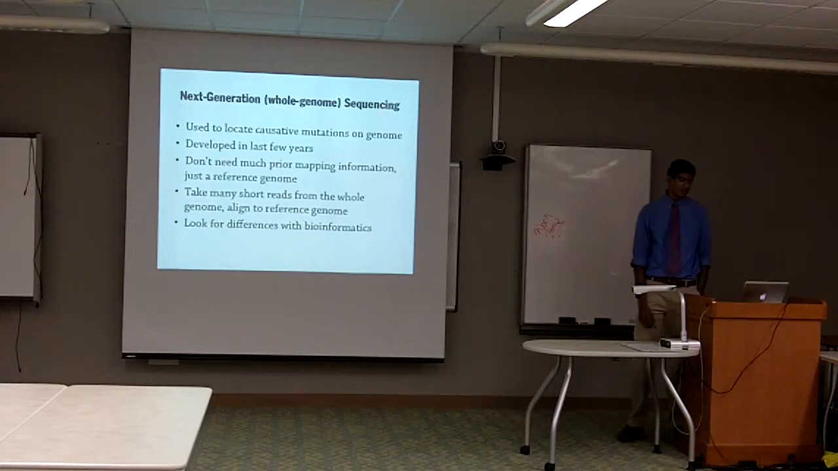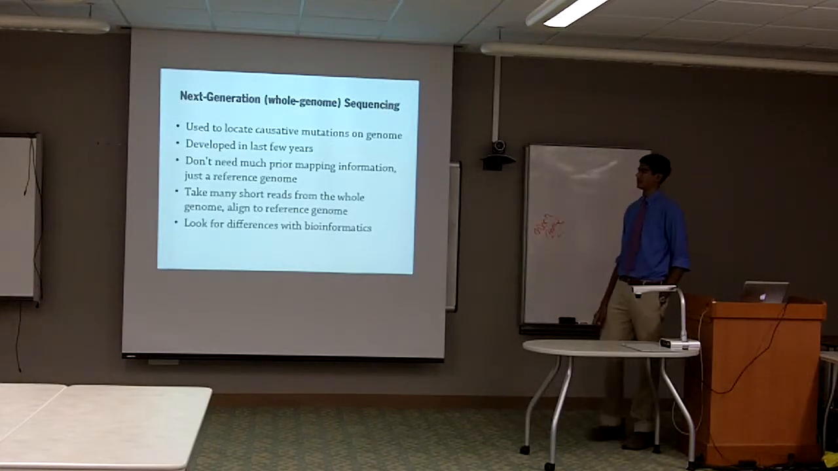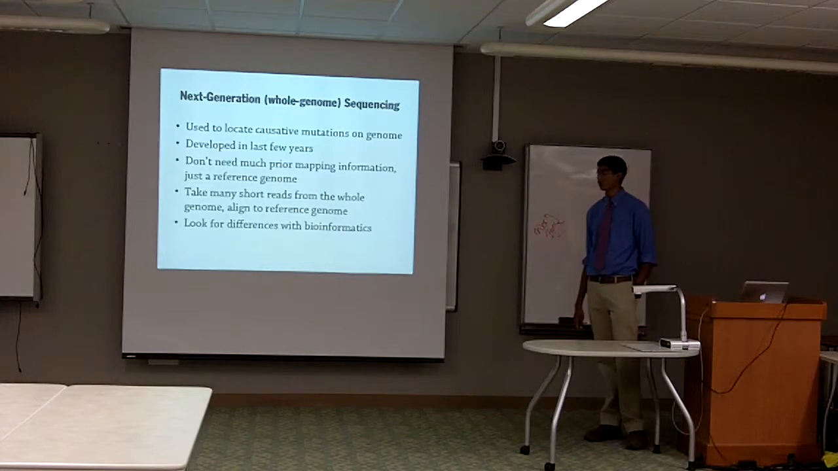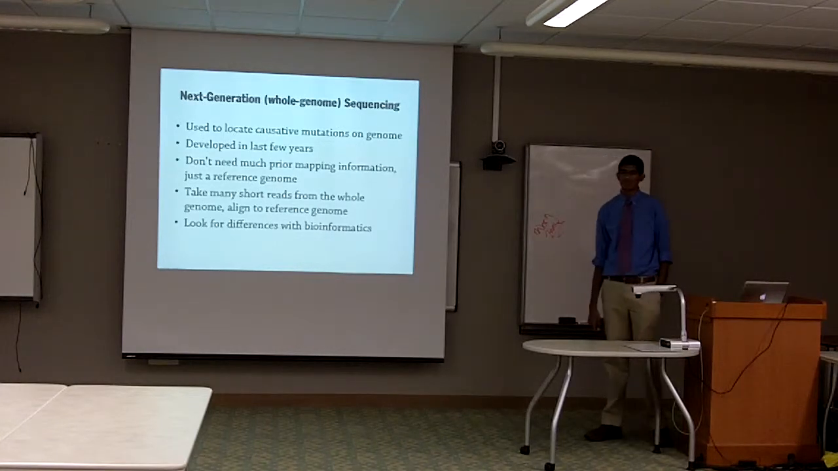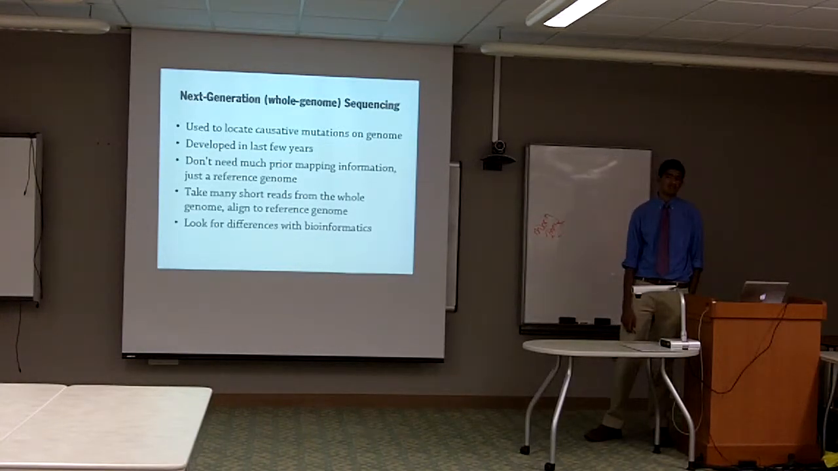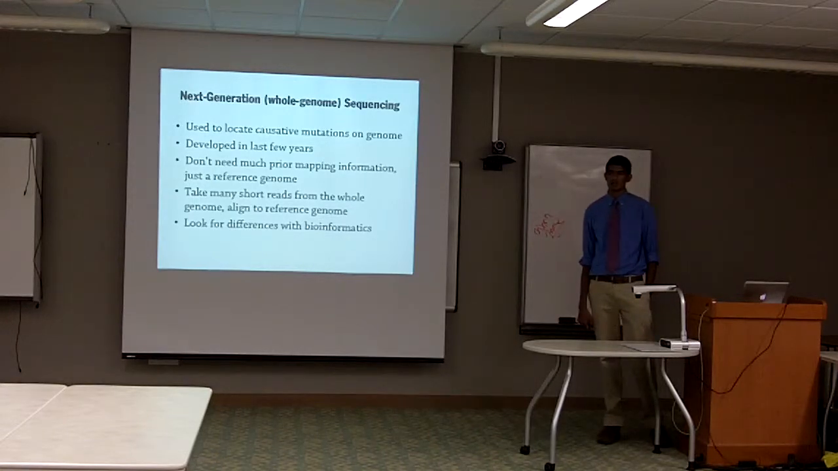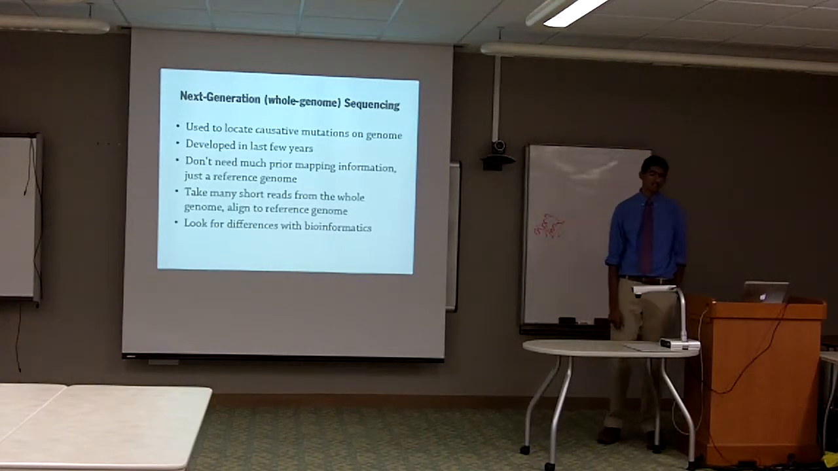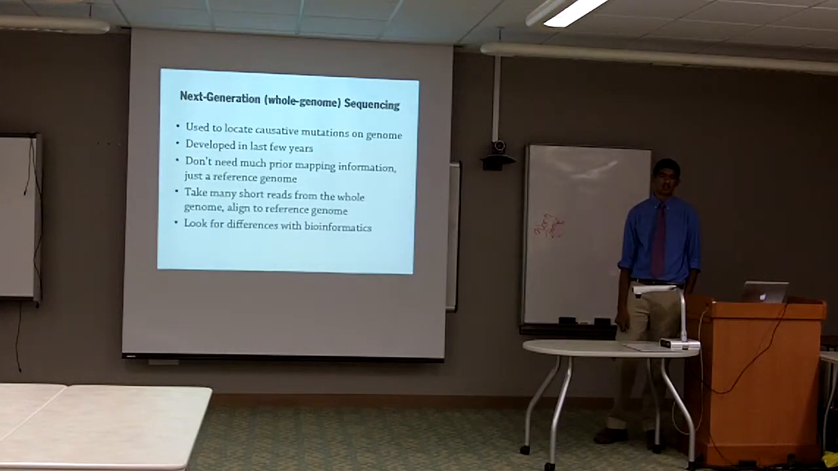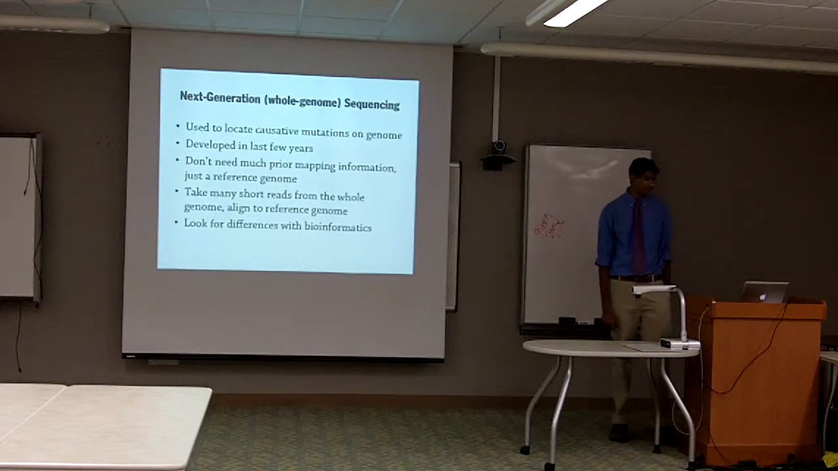So now I'm going to talk about a method I'll use to actually investigate this mechanism. It's called next-generation sequencing, or whole genome sequencing. You can use this to locate causative mutations on the genome of an organism, basically figure out what mutation you're looking at. This has only been developed in the last few years due to recent advances in bioinformatics technology. And the nice thing about it is you don't need a lot of prior mapping information about the organism you're working with. All you really need is a solid reference genome.